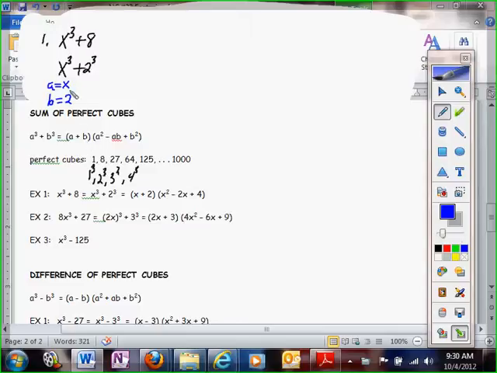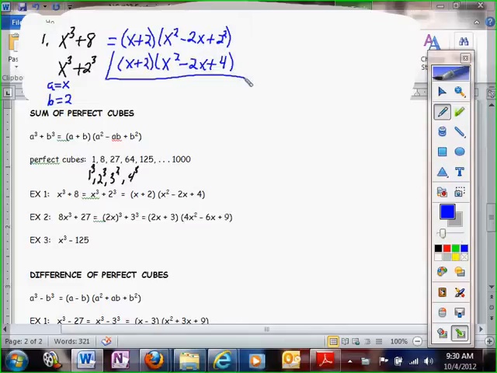It's the first term plus the second, so x plus 2. Then it's the first term squared, which is x, so x squared, minus the first times the second, so that'll be 2 times x, which is 2x. And then finally plus the last term squared, which is 2 squared. Which becomes x plus 2 times x squared minus 2x plus 2 squared, which is 4. And this would be my factored answer.